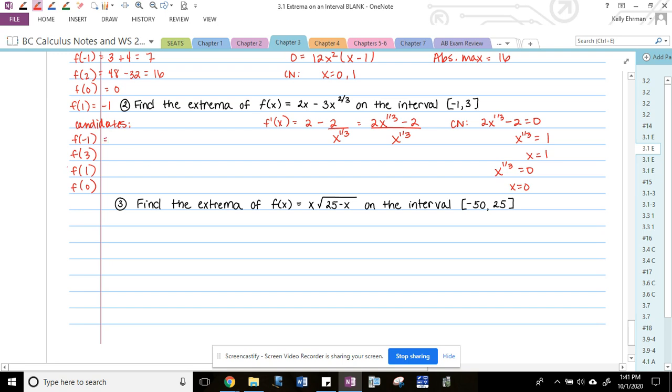So -1 becomes -2. Remember, this means cube root of x squared times 3, times -3. So it's going to be -3 times, okay, we're plugging in -1, we're squaring it so it's positive. So -3 times 1, -5. If I plug in 3, I get 6 minus 3 times cube root of 9. That's not a perfect value.